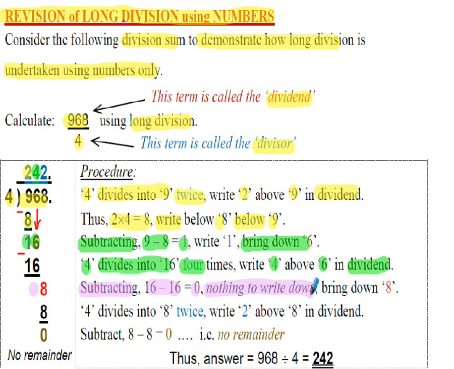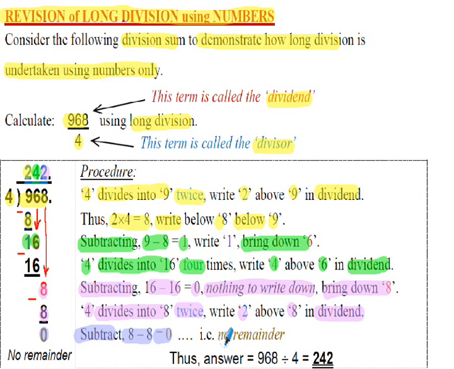So nothing to write down in this case, but we're going to now bring down the 8. We brought down the 8 and written it here. Now 4 divides into 8 twice, so we write 2 above the 8 in the dividend. Here's the 2. Writing the 4 times 2 is equal to 8 here. We again subtract the numbers, and this time find the value is 0. Subtracting 8 from 8, we get 0.